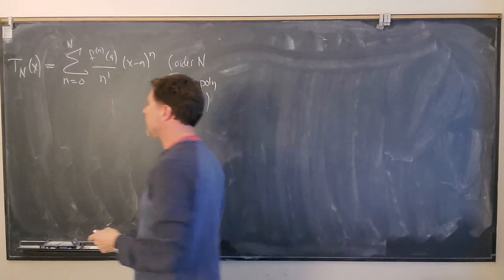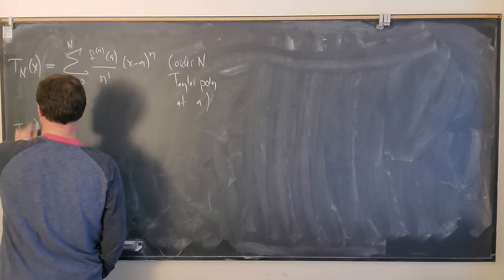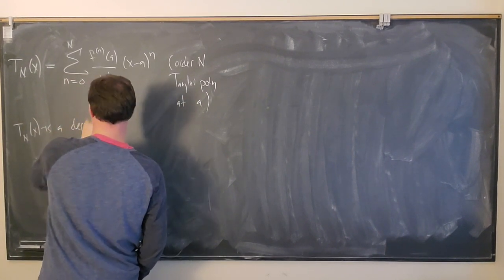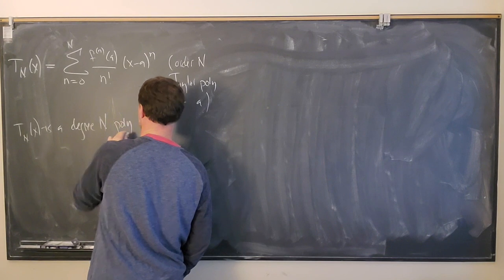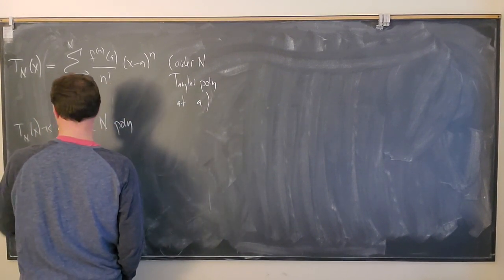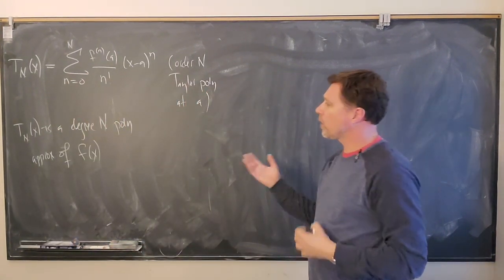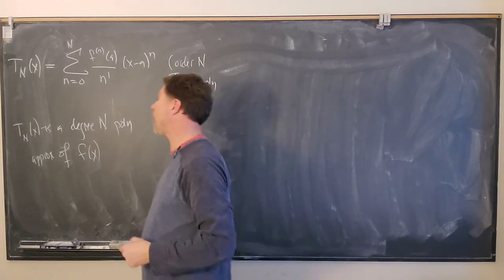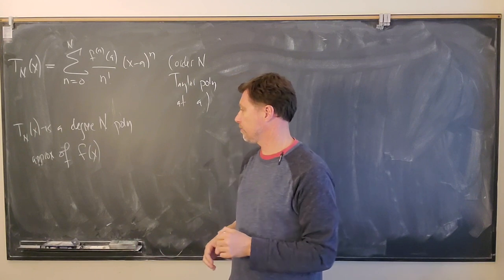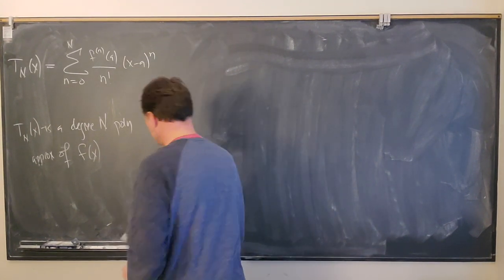And the idea here is that T sub n of x is a degree n polynomial approximation of the original function f of x. What we want to do is study the question of how good of an approximation it is, and how you ensure that you actually have a good approximation. So we'll take a look at that later on. Let's do some computations now.